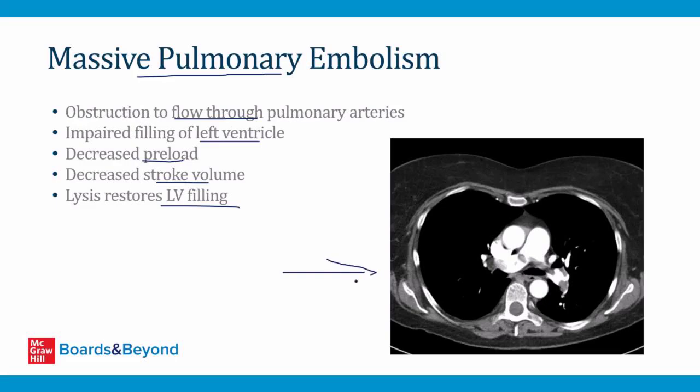This is a CT scan here showing a massive pulmonary embolism. Just by way of review, this is the ascending aorta here, the descending aorta here.